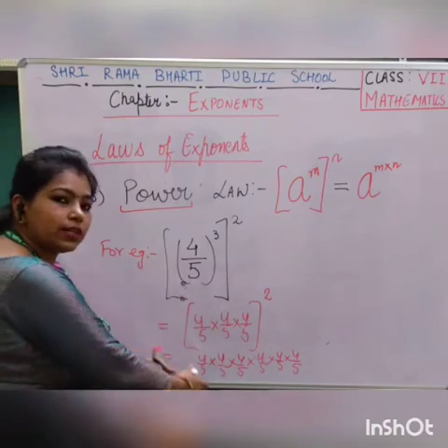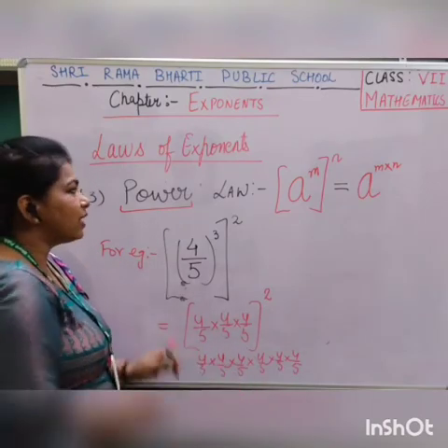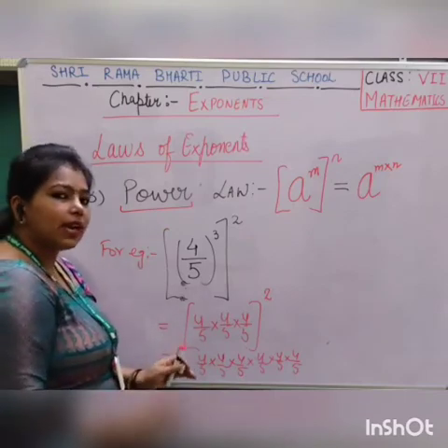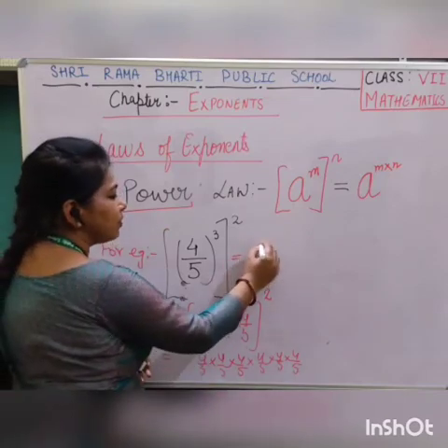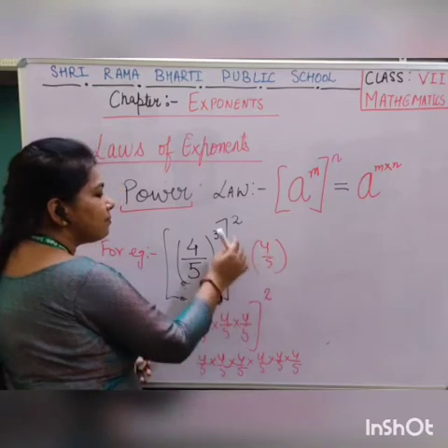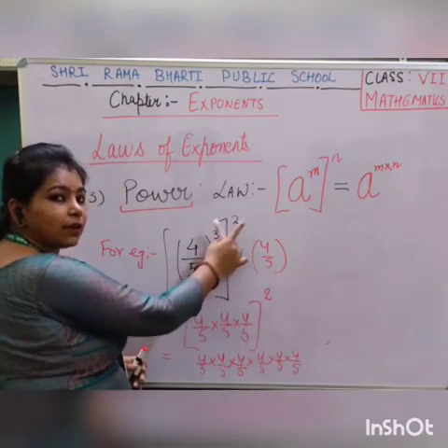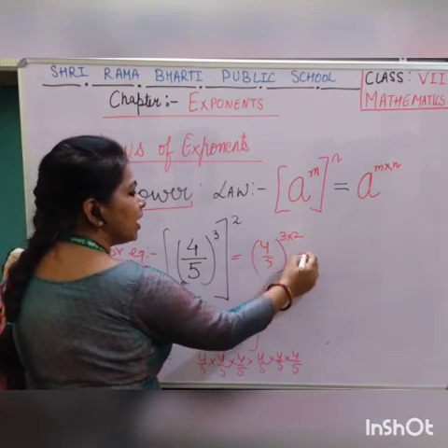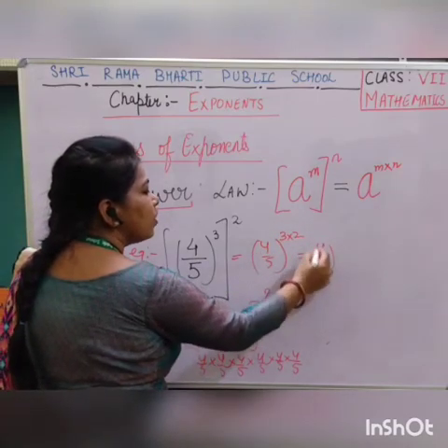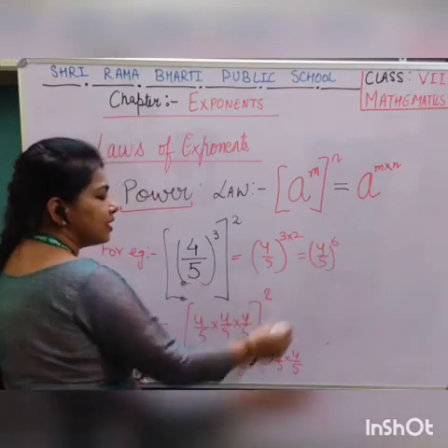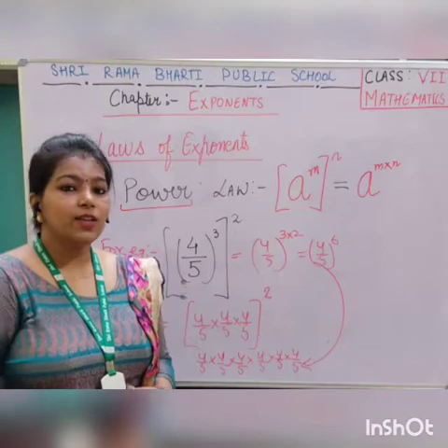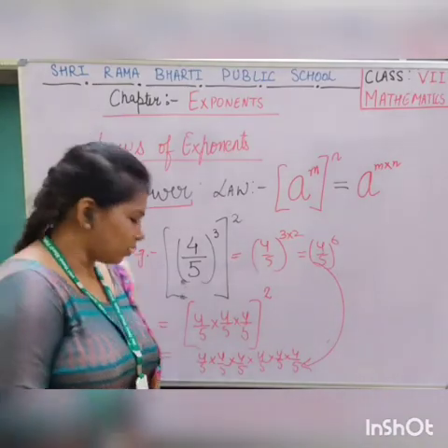So following the long method, by using the law, we can make it short. And what have we done? We have done the same thing. We have multiplied the power inside and outside the bracket. So it becomes 3 multiplied by 2, and the answer will be 4 by 5 whole raised to the power 6, which is the same as this. Right? So now move on to the next law.